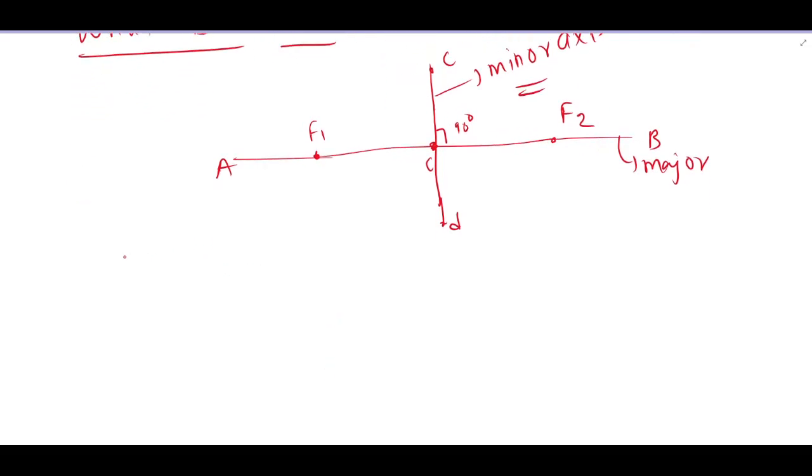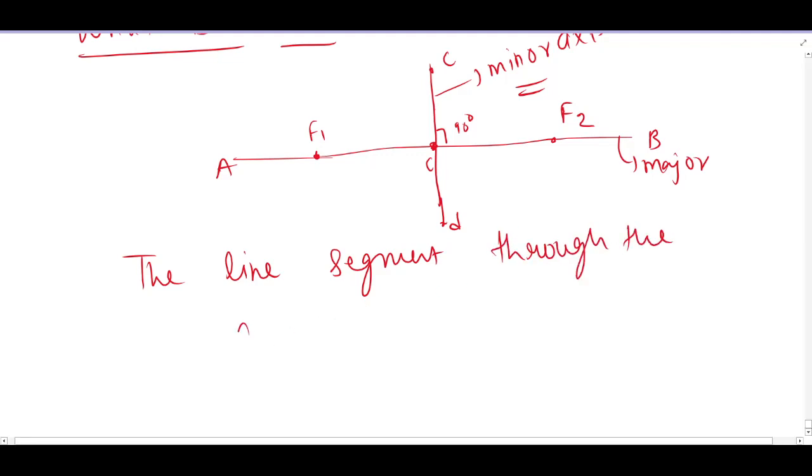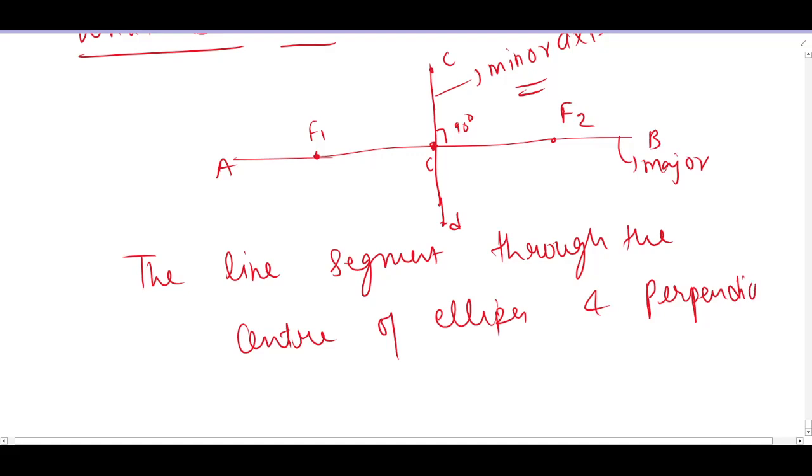So by definition, the line segment through the center of ellipse and perpendicular to the major axis is called the minor axis.